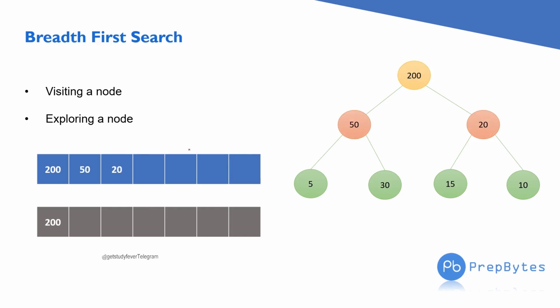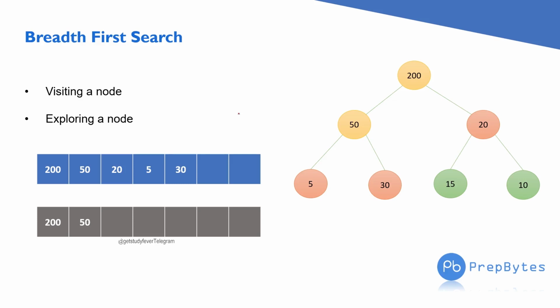Now since 50 and 20 are added into the visiting array, I can say that 200 is explored. Then after that, choose 50 or 20. It is your choice, whichever you want. If I choose 50 and add all the neighboring elements of 50, that are 5 and 30 (200 is already present), then since 5 and 30 are added, 50 becomes my explored node. Therefore, the color is yellow.